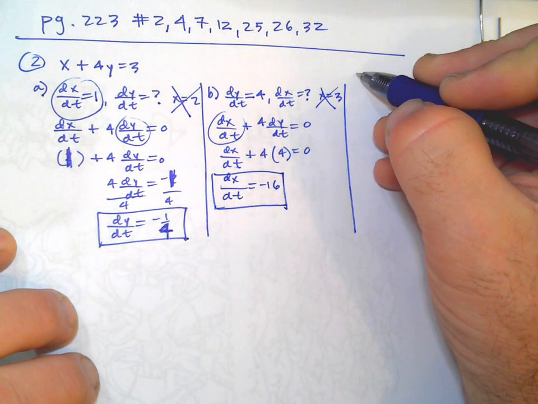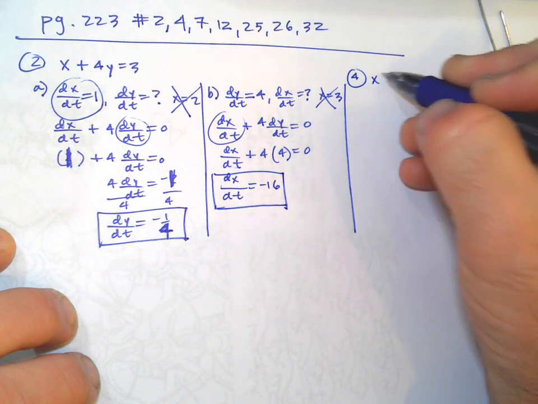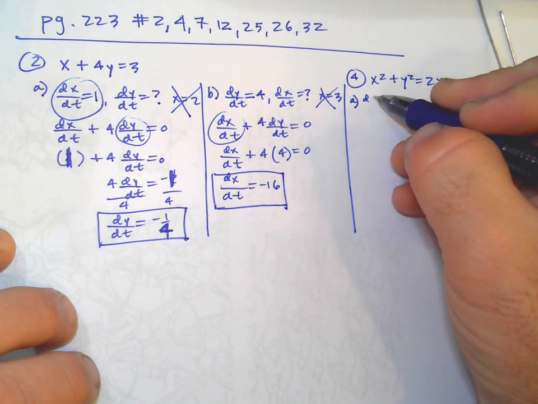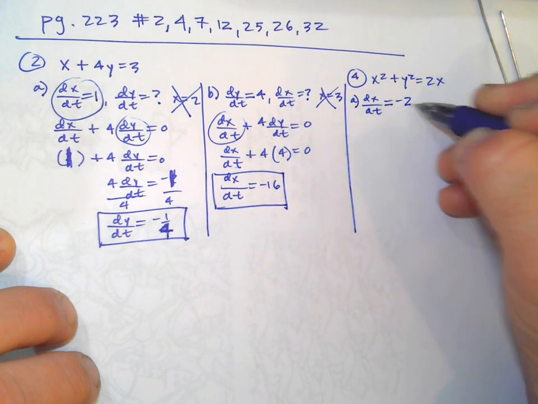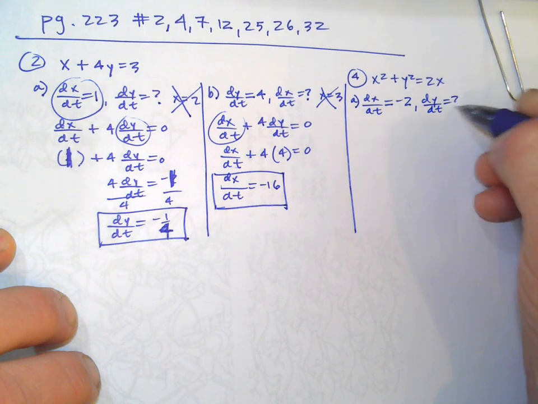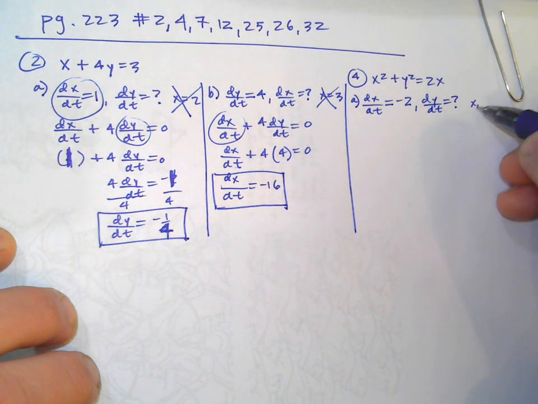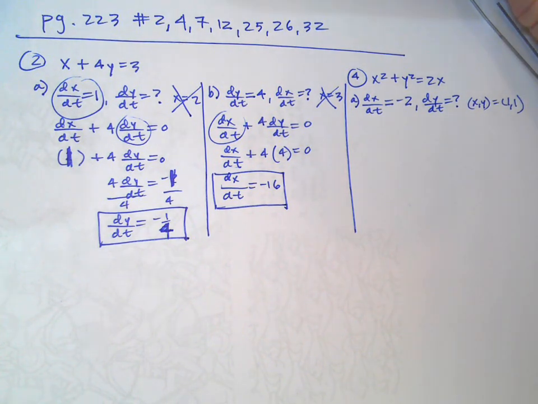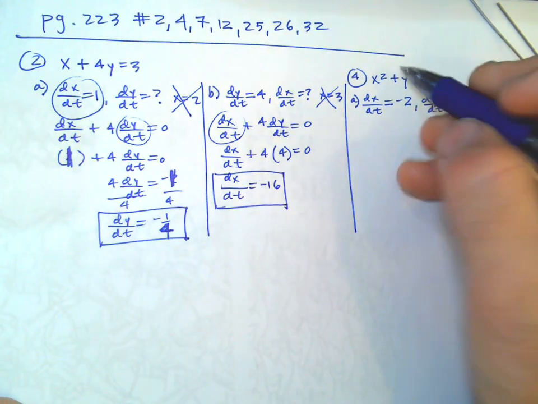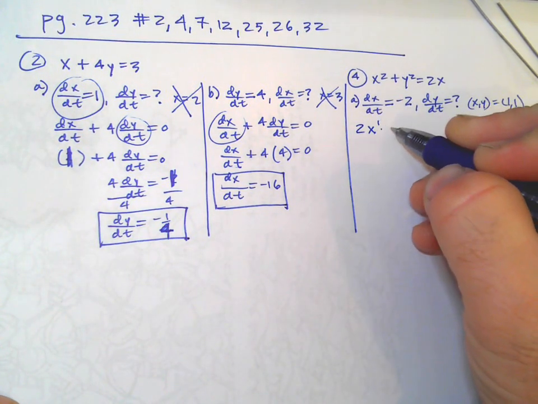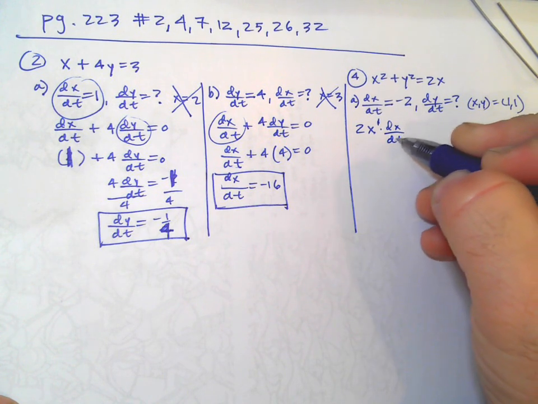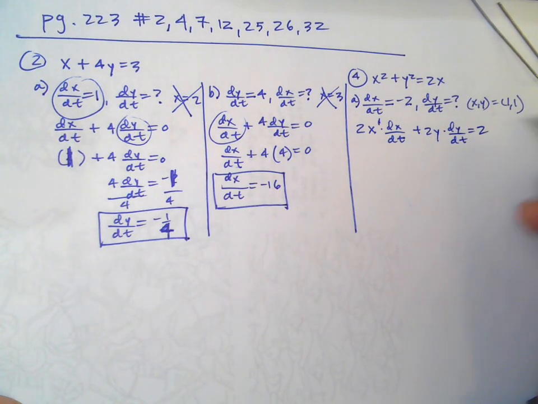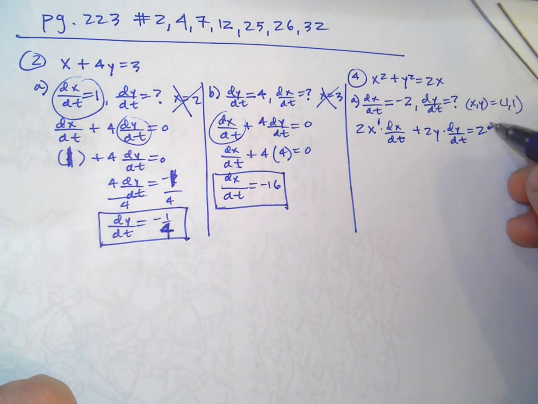So let's see, number 4, similar kind of problem. x squared plus y squared equals 2x. And part A says, given that dx/dt equals negative 2, find dy/dt. And then it says when x, y, so they're actually giving x and y equals 1, 1. Okay, so we've got to take the derivative implicitly: 2x to the first power rule, dx/dt, that's chain rule implicit, plus 2y dy/dt equals 2 dx/dt. Okay.